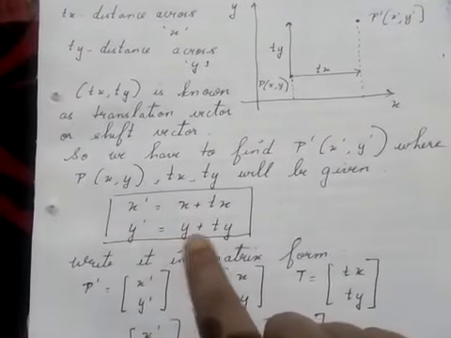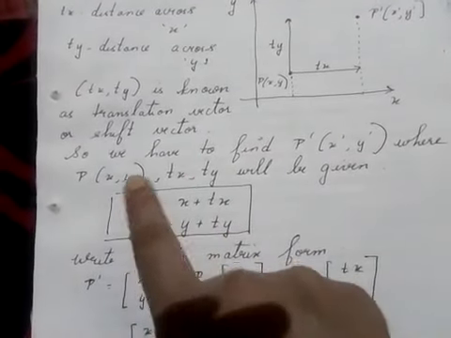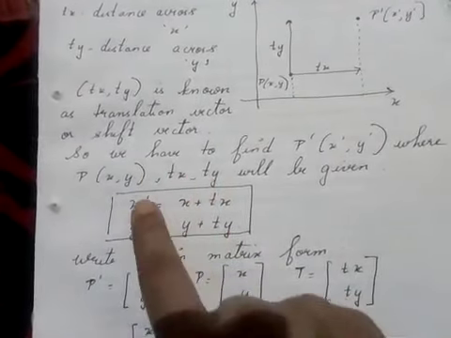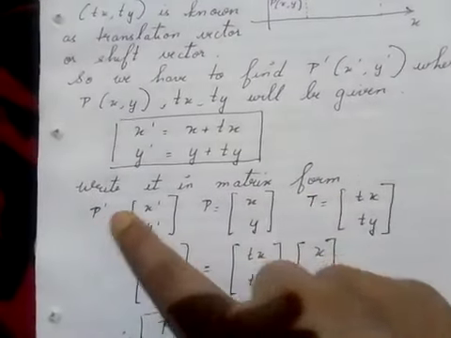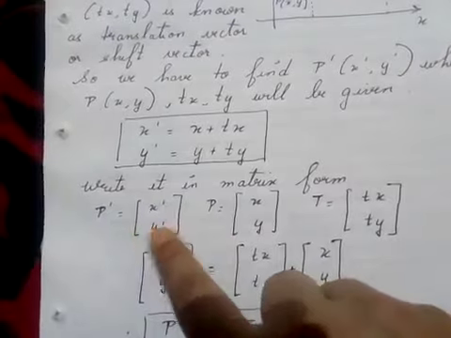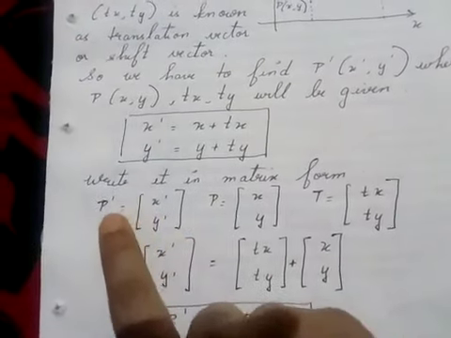Y dash is nothing but y plus ty. So these coordinate points are given, you have to find out x dash and y dash. The same thing I will write in matrix form. Matrix form means write it in terms of rows and columns.